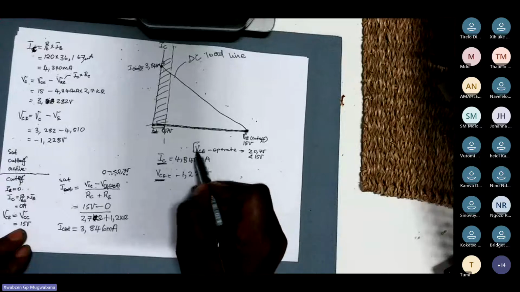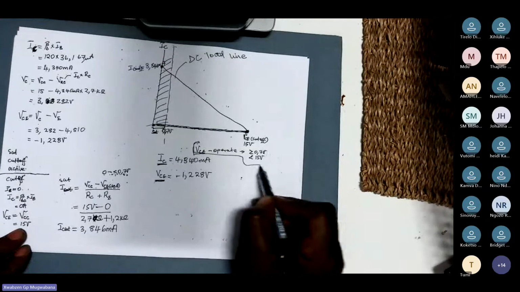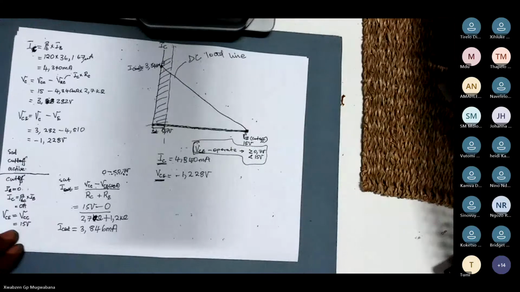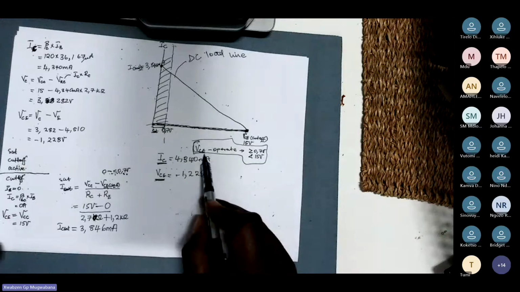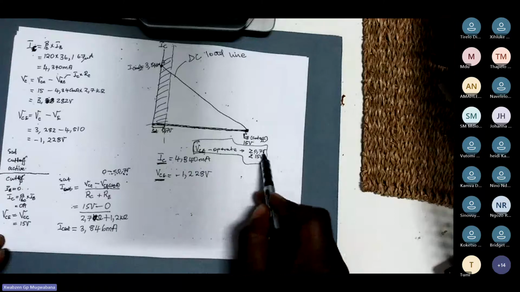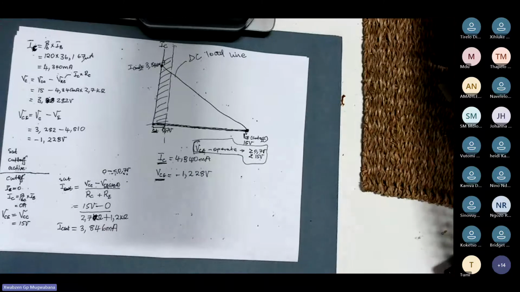People, did you understand this one here? I don't want to confuse you. VCE will operate when it's greater than 0.7 volts but less than 15 volts. Did you understand that part? Yes, sir. Okay, good.